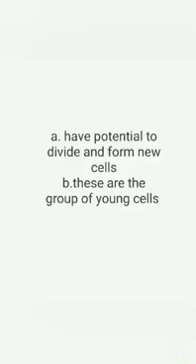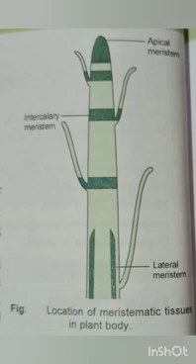Meristematic tissues. These are a group of young cells that are in a continuous state of division, that is, they have the potential to divide and form new cells. The region where meristem is present can function as a growth region, and on the basis of its position, it is of three types: apical, intercalary and lateral. Let's see. You can see here the types of meristematic tissues.